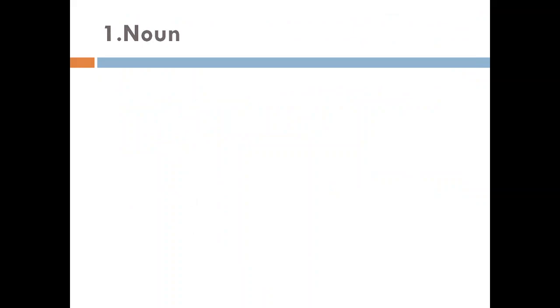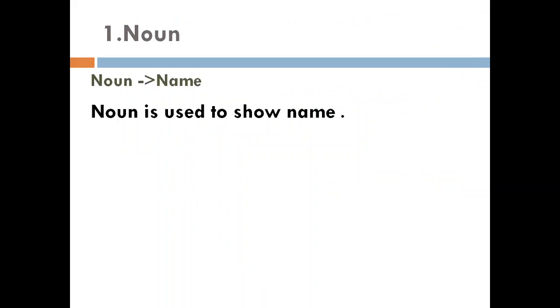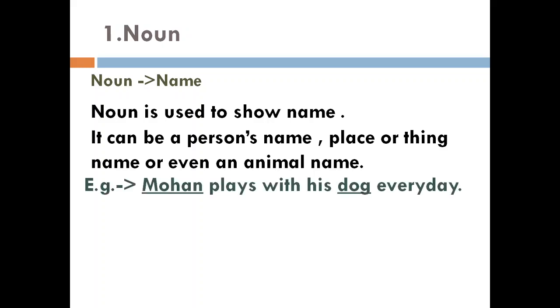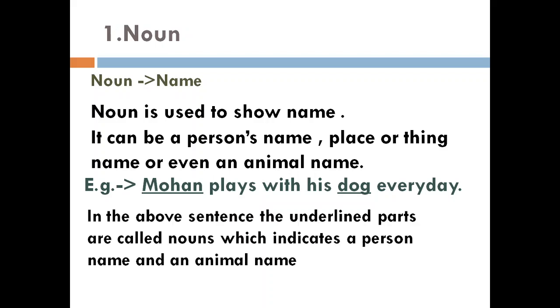First, noun. Noun is used to show name. It can be a person's name, place or thing name or even an animal name. Mohan plays with his dog every day. In the above sentence, the underlined parts are called nouns, which indicates a person name and an animal name.